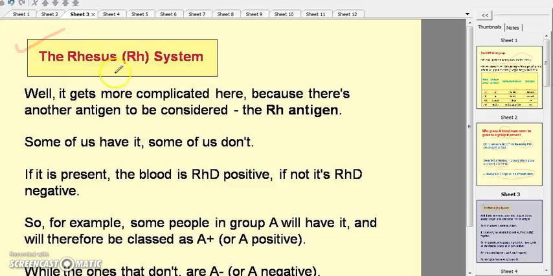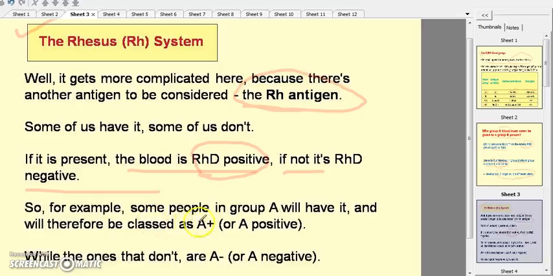Then we come to the very important factor, the rhesus system, the rhesus factor, which was first discovered in the rhesus macaca monkey. This rhesus antigen is found to be present in humans also. If the RhD antigen is present in the blood, it is regarded as positive; if not, it is negative. So some people in group A will have it and will be considered A positive. If they don't have the Rh factor, they will be considered A negative.